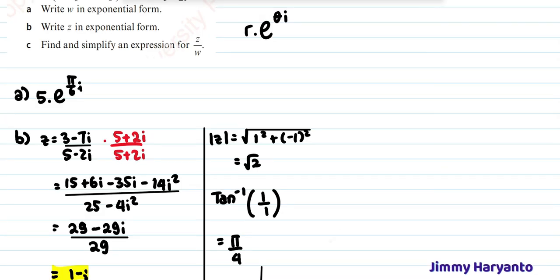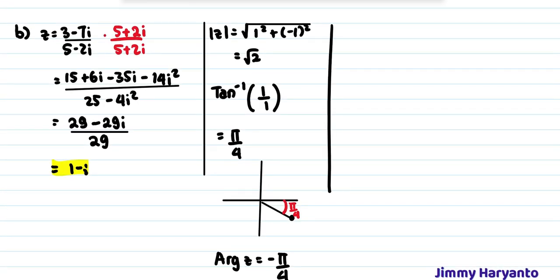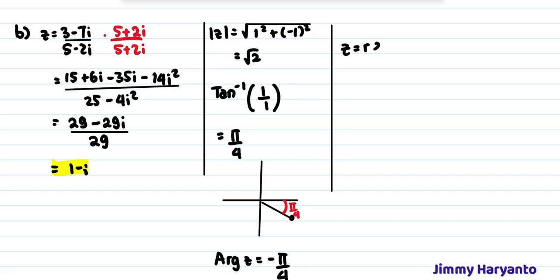Okay, and then next is to write down the exponential form. Exponential form is r e to the power of theta i. That means choose the r, square root of 2. This one's the r, this one's the argument. E to the power of, argument is negative pi over 4, i. So this is the exponential form of the second z.